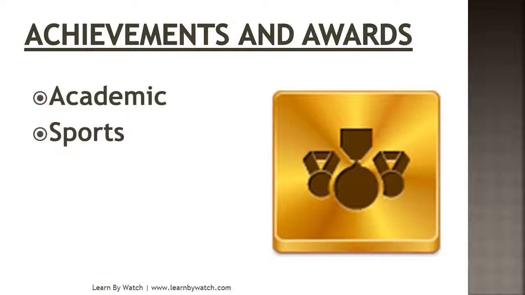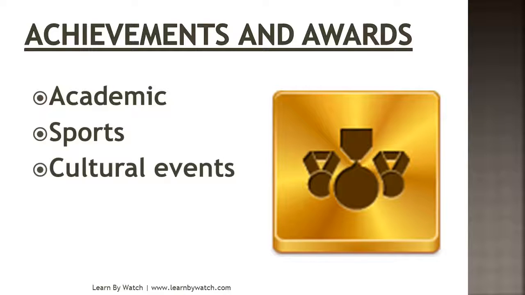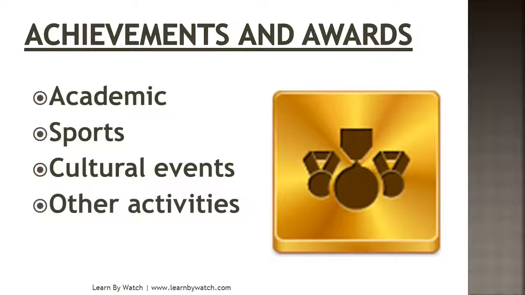Sports: if you have achieved any awards in sport, write it. Cultural events: there are many cultural events during graduation, colleges, and schools. Write if you have achieved any award. Other activities also: if you have achieved an award in any activity like paper presentation or any competition, write it. Any national level, state level, or international level competitions, you can write if you have achieved any award or achievement. In this way you can cover these 5 sections. Write only the sections in which you have achieved an award.